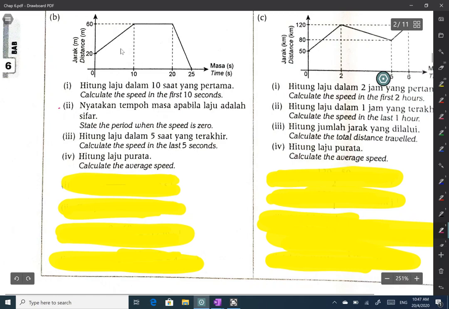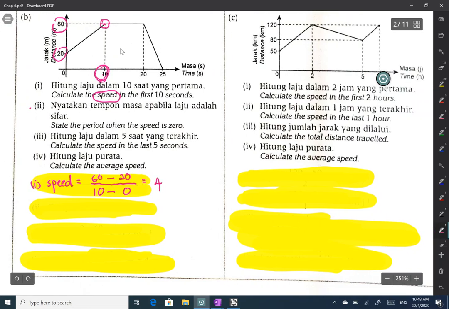Question 1B. Calculate the speed in the first 10 seconds. Speed is our gradient. So 60 minus 20, divided by 10 minus 0. I start from this point first, so I also take the time from here. So you will get 4 meter per second.